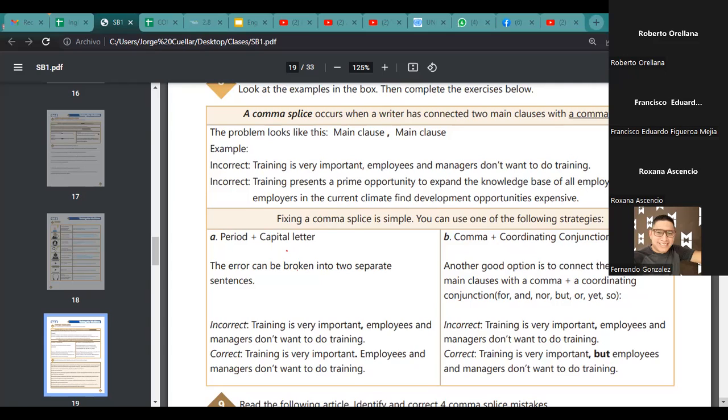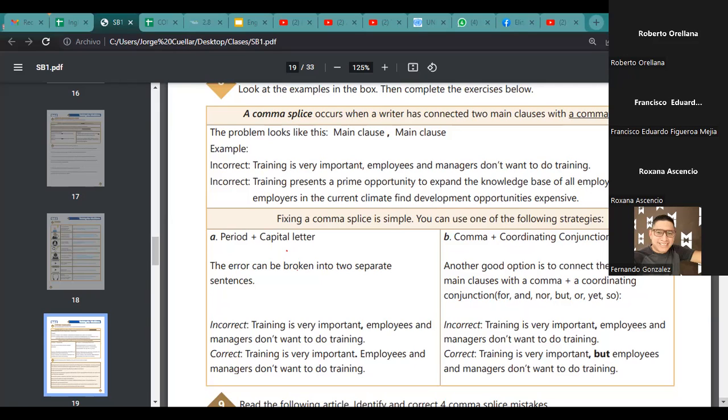Fixing a comma splice is simple. You can use one of the following strategies. Option A, period plus capital letter. The error can be broken into two separate sentences. Incorrect: Training is very important, comma, employees and managers don't want to do training. Correct: Training is very important, period. Employees and managers don't want to do training.